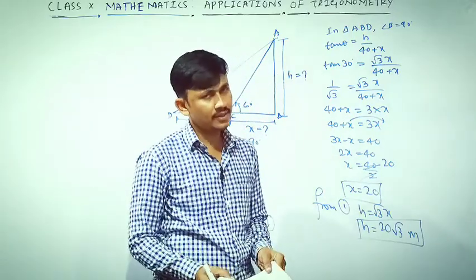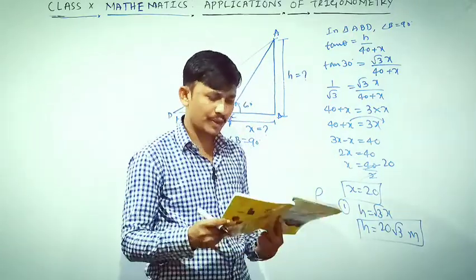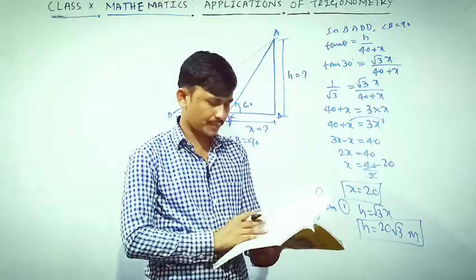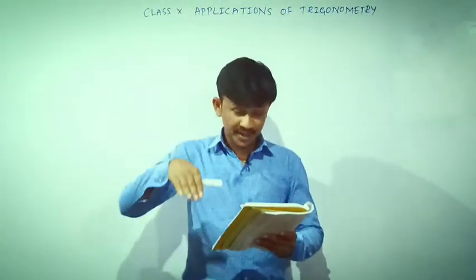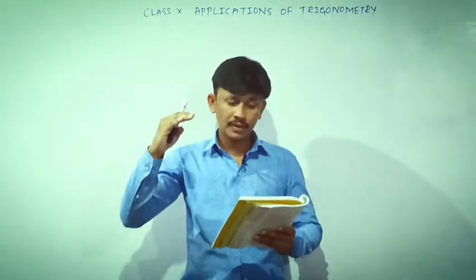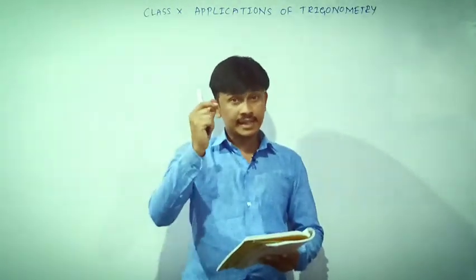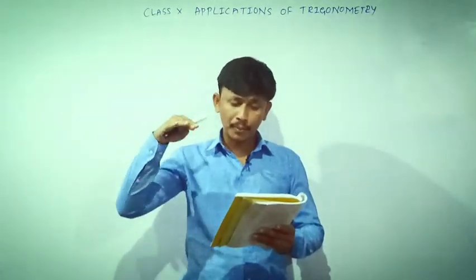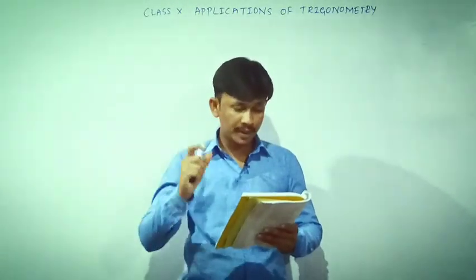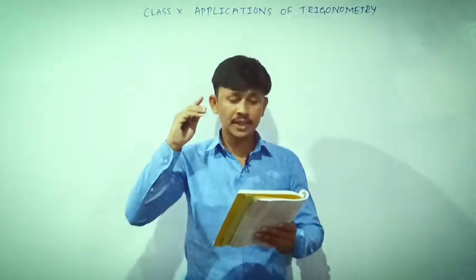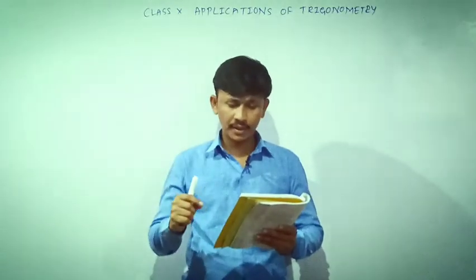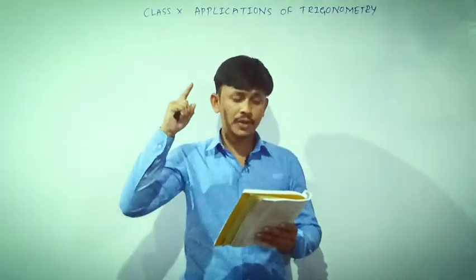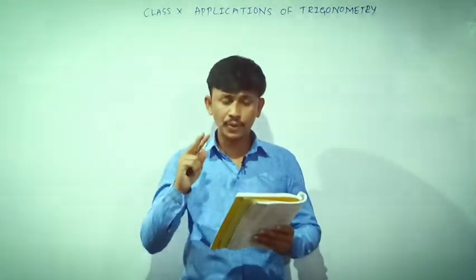This is the 5th question. Next we will be moving on to the 6th question. 6th example: the angle of depression of the top and bottom of an 8 meter tall building from the top of a multi-storied building are 30 degree and 45 degree respectively. Find the height of the multi-storied building and the distance between the two buildings.